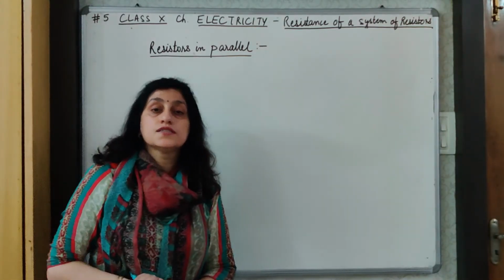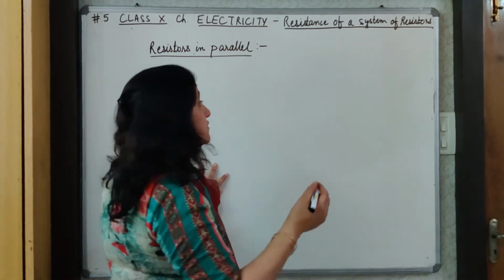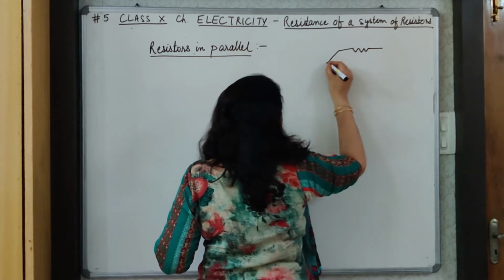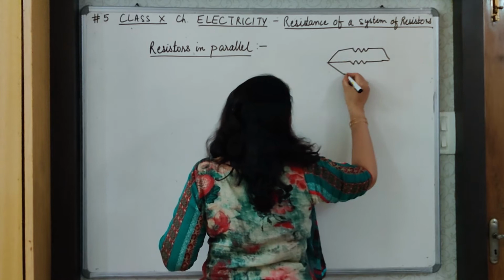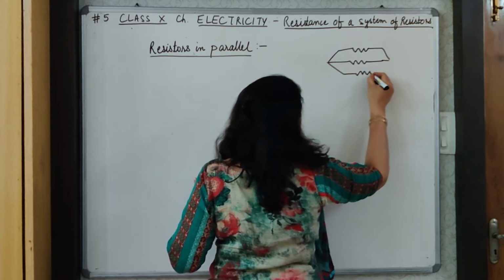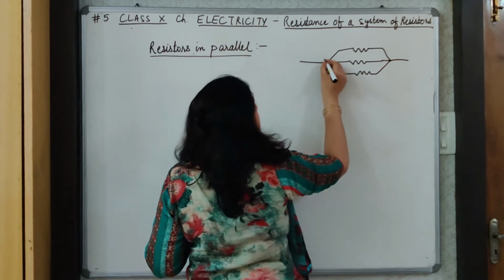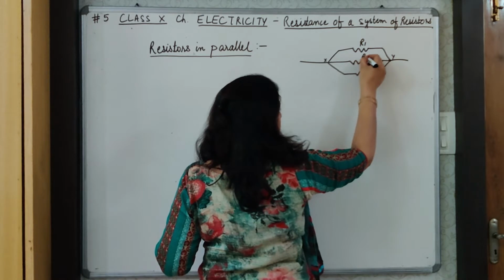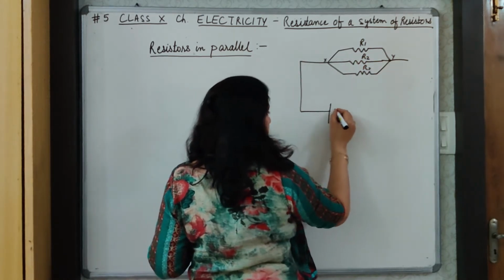Combination of resistors in parallel. Now, suppose I have any three resistors, say R1, R2 and R3, connected in parallel across the two ends, say X and Y, and they are connected across a battery.